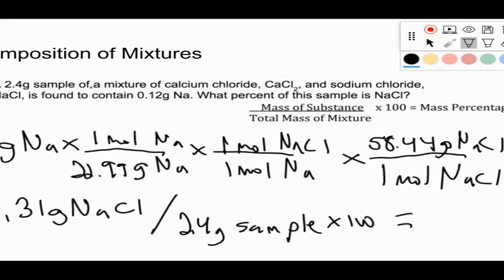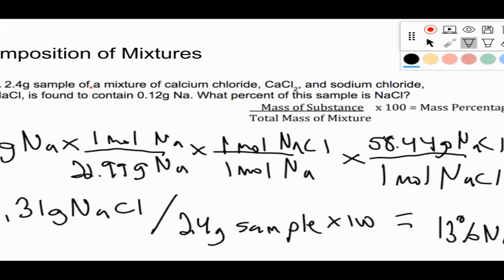Again, be real careful when you're plugging these in your calculator. Make sure that you're using the right order of operations. Whenever I multiply it by 100, it gives me 12.9. I need 2 sig figs, so that's going to round up to 13% of NaCl.